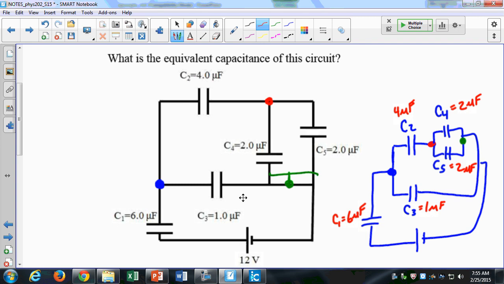All right, so just sort of quickly. 2 and 2 makes 4. A 4 and 4 in series makes 2. A 2 and a 1 in parallel makes 3. And then a 3, which is this whole thing, and a 6 makes 2. Let me write all that out.